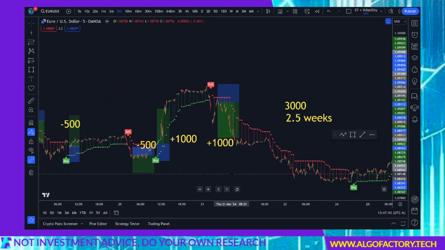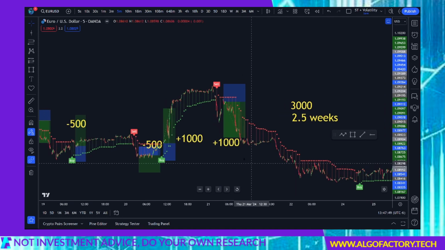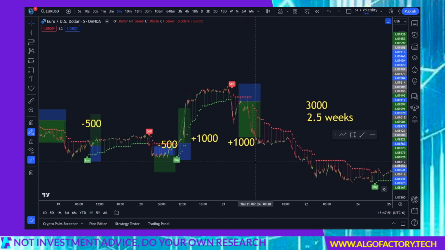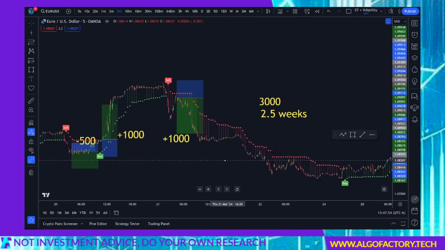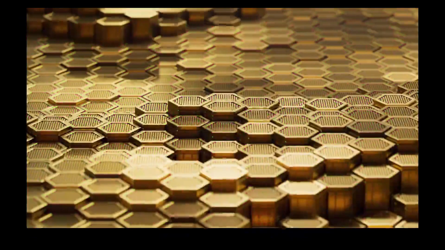Now, this is just a reminder. None of this is investment advice, right? So you need to do your own research and you need to backtest this and find out if this works for you. And you might need to mess with the settings and so on and so forth. Nothing is guaranteed.